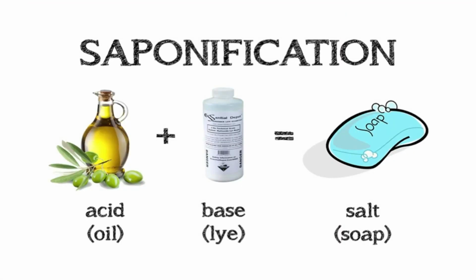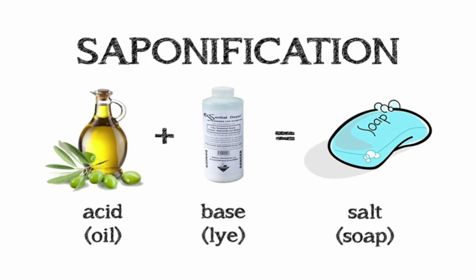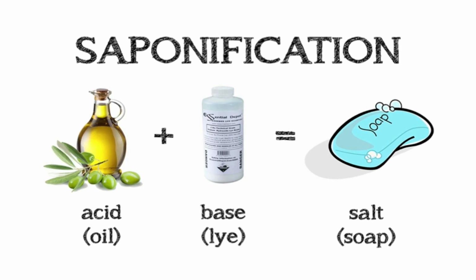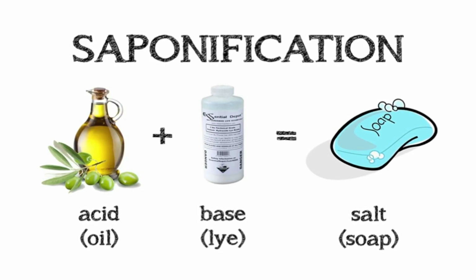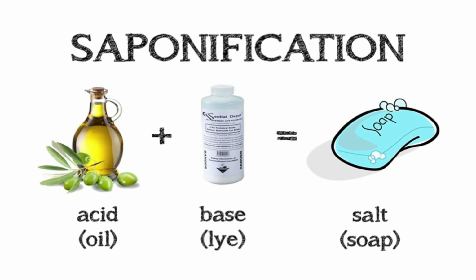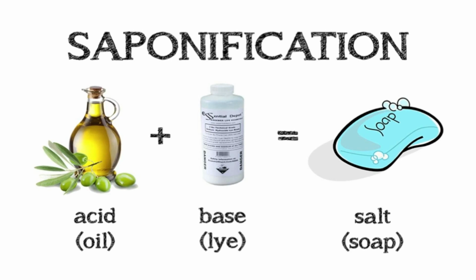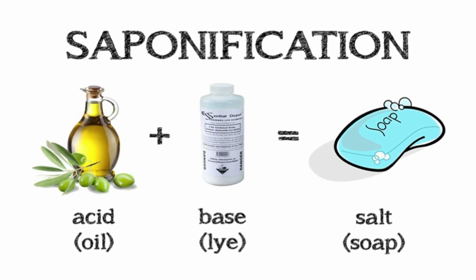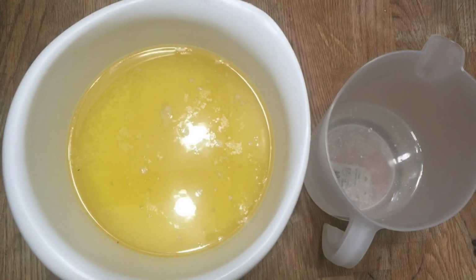The chemical change that happens when we combine fats and lye is called saponification. Oil is a triglyceride. Sometimes you'll hear people refer to it as a fatty acid. When it reacts with lye, the compound molecules break apart and rebind into a different combination. When new molecules are formed, the result is glycerol and soap.